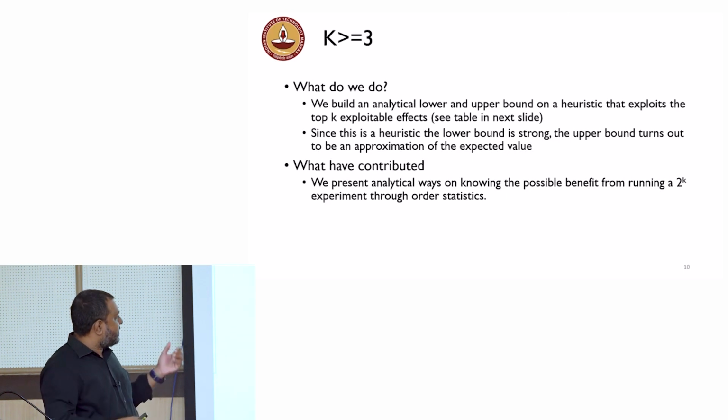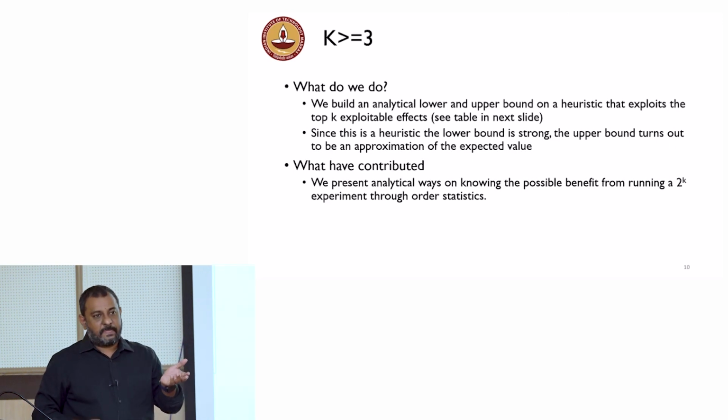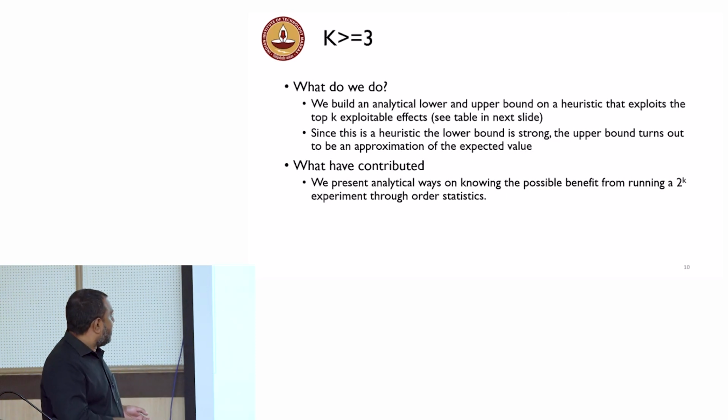And since it's a heuristic, the lower bound is guaranteed to be a lower bound on reality. But since it's a greedy heuristic, the upper bound is not actually an upper bound on reality, it's just an upper bound on the heuristic. On reality, it just serves as an approximation in some sense.